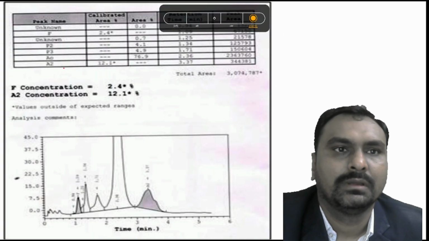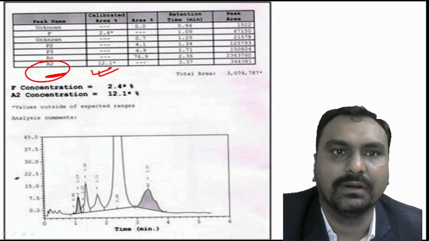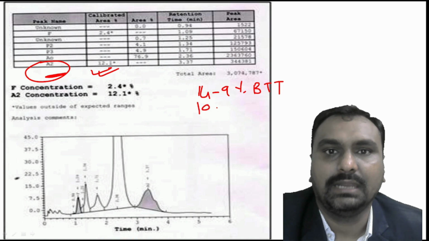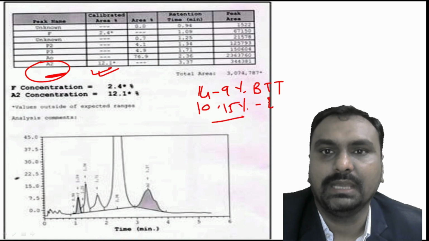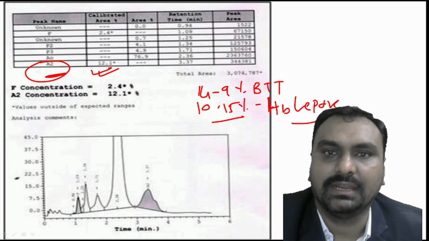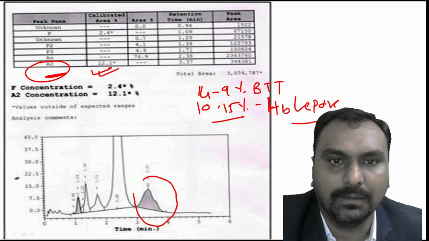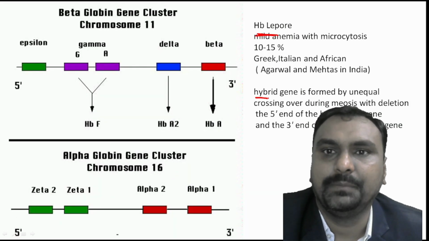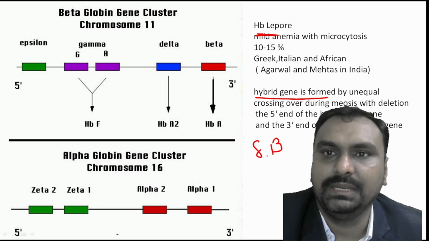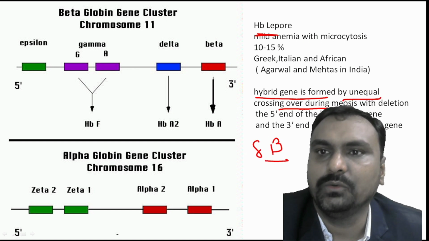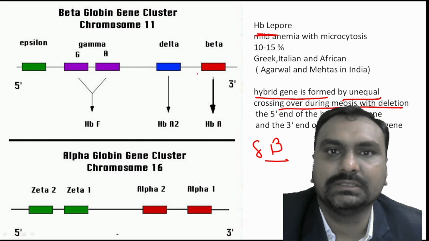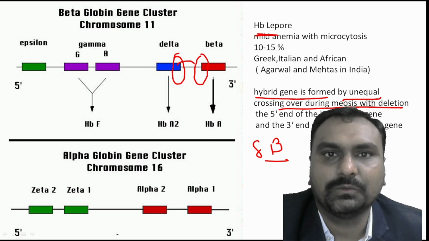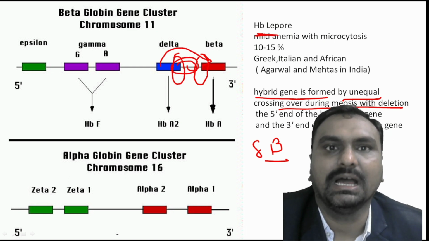Here the HbA2 level is 12.1%. We have discussed that 4 to 9% is beta thalassemia trait, and 10 to 15% of HbA2 will be Hb Lepore. As such, it is very rare. In HPLC, there is a typical hump appearance of the HbA2 that is suggestive of Hb Lepore. Here, there is a hybrid gene formed of delta and beta. It is formed by unequal crossing over during meiosis with deletion of the 5' region of the beta chain and 3' region of the delta. So this portion will be deleted and there will be the delta-beta hybrid.